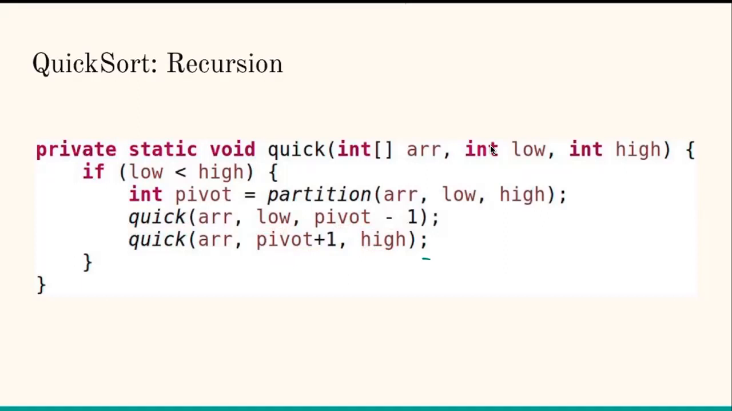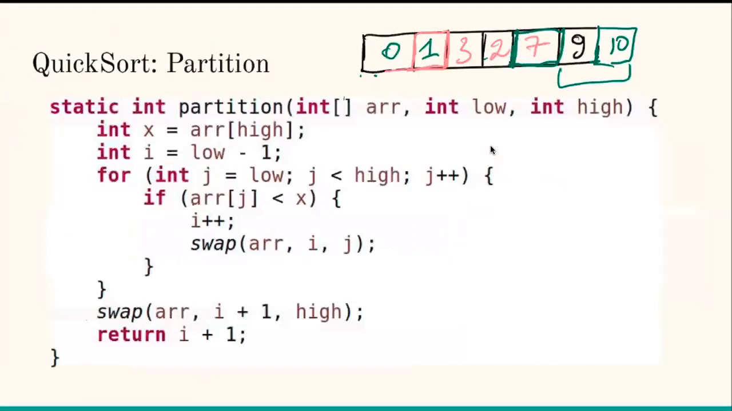Now, what is f of n? F of n is the time complexity of what is done outside the recursive call. Out of the recursive call, we have just this partition, okay? And when you look at the pseudocode of partition, what is the time complexity? What is the time complexity in Big O notation?